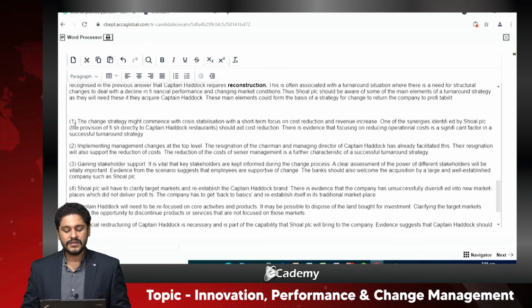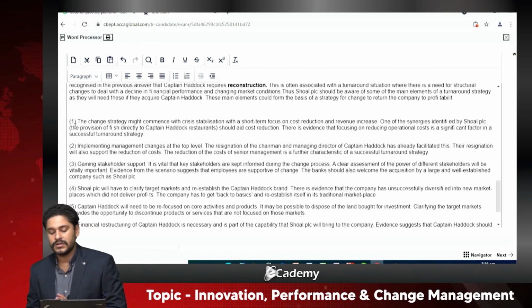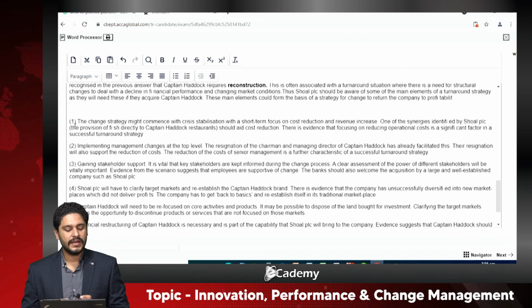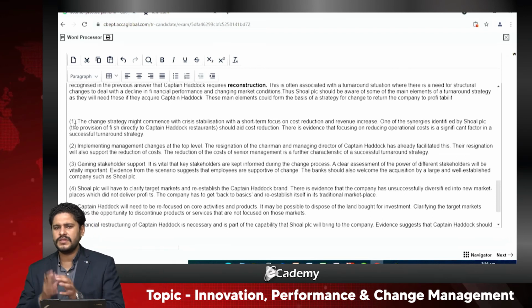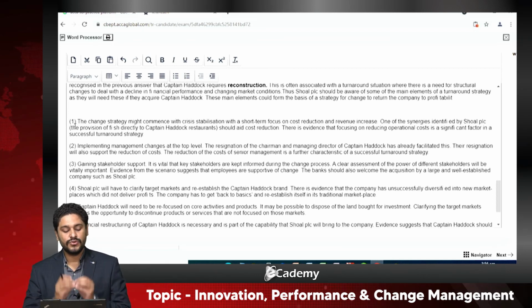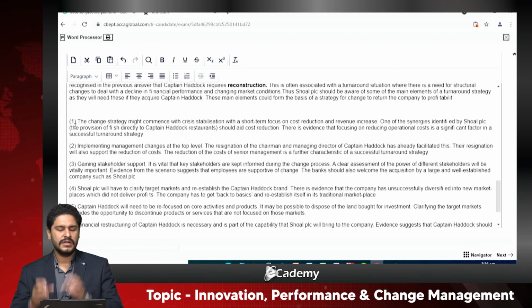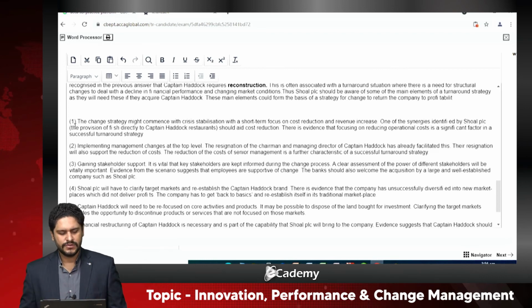There is evidence that focusing on reducing operational cost is a significant factor in successful turnaround strategies. You are going for a 360 degree strategy, you need to go for a successful turnaround strategy. So what you need to do, you need to reduce the operational cost.